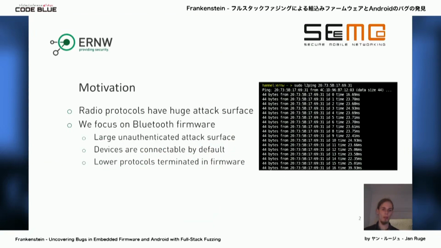Radio protocols by their nature have a huge attack surface, so any nearby attacker can always try to attack with them. In this research we are focusing on Bluetooth, especially on the unauthenticated attack surface. For example, if you have an Android device and Bluetooth enabled, anyone who knows your Bluetooth address can connect to your device and start to exchange, for example, L2CAP messages with your device, and those are even processed by the operating system. In addition, there are some protocols that are terminated within the firmware and hidden from the user, and this is something we wanted to have a closer look at.